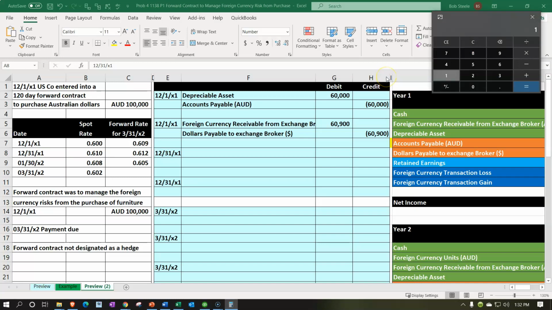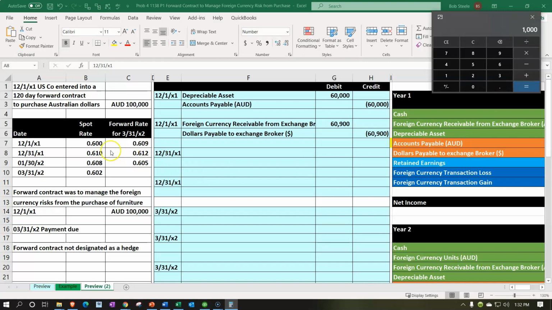So we're going to take our 100,000 times, and we'll pick up the current spot rate. We're looking at the spot rate, current exchange rate, not the forward contract rate, the 0.61. That's going to give us the 61,000. What it's on the books for is that 60,000. So minus the 60,000, that's our $1,000 difference.